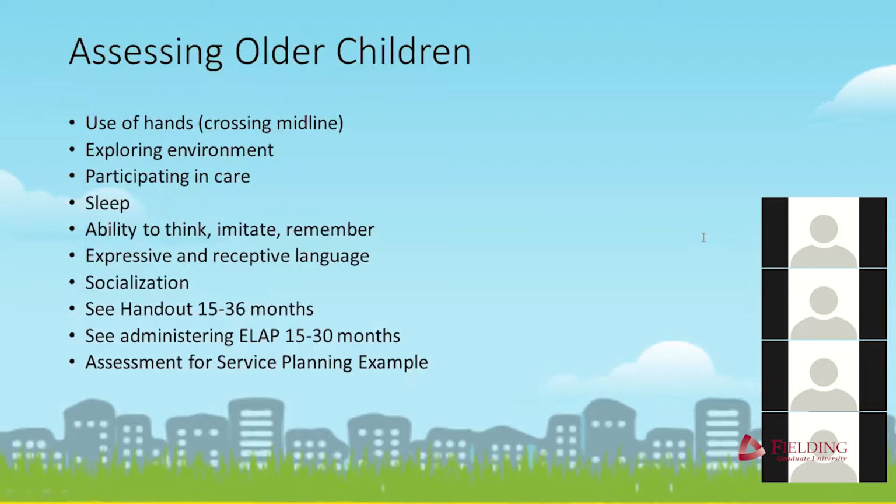Ability to think, imitate, and remember. So how are they looking, thinking, and remembering? Expressive and receptive language, obviously. Their socialization skills with others, with their peers. And then, again, you're going to get that handout for 15 to 36 months. There's also an assessment for service planning example that you guys will get.